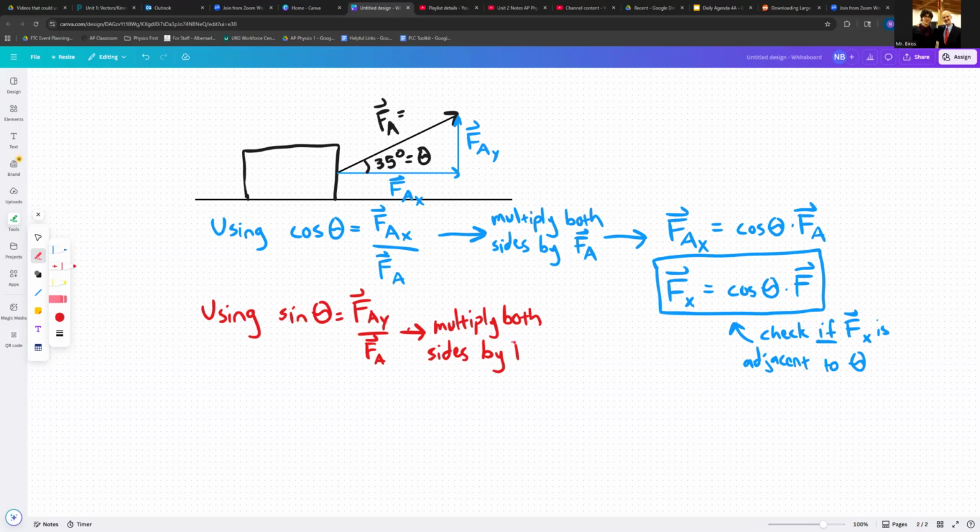By the applied force, giving us F_Ay equal to sine theta.